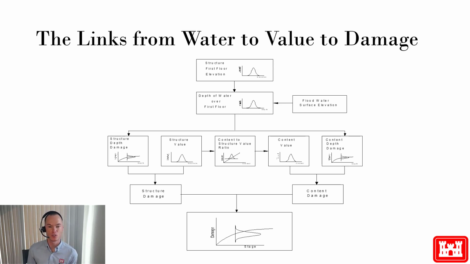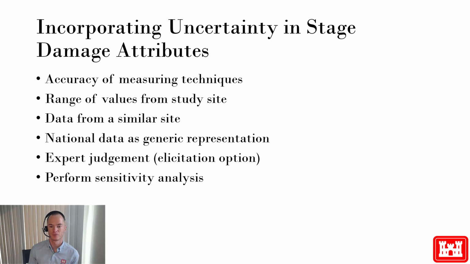Summing the two distributions, we get the stage damage relationship as shown in the image at the bottom of this slide, which is the stage damage relationship overlaid with the distribution of damages for a given stage. And we just talked about several attributes and how their distributions feed into the dispersion of the stage damage relationship.